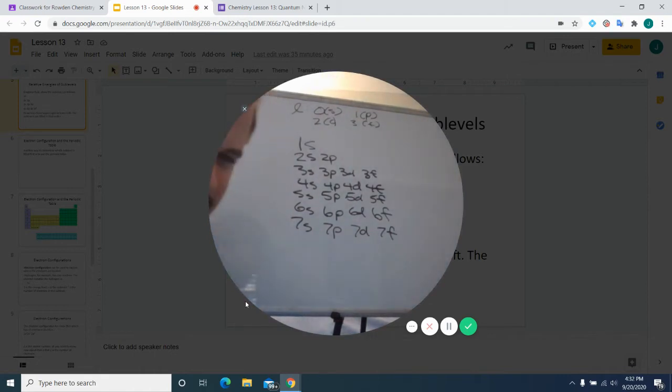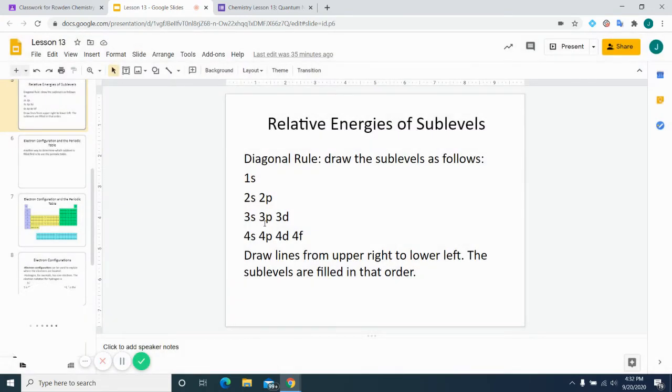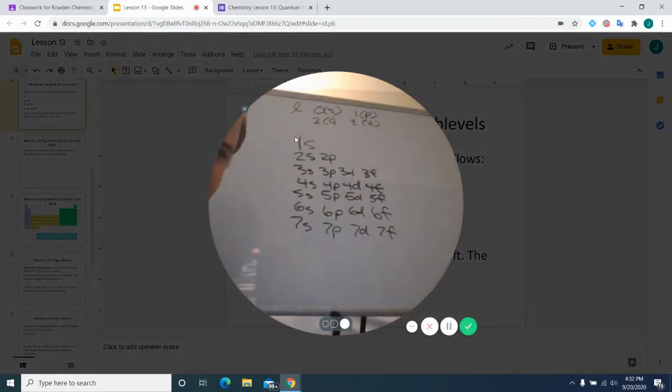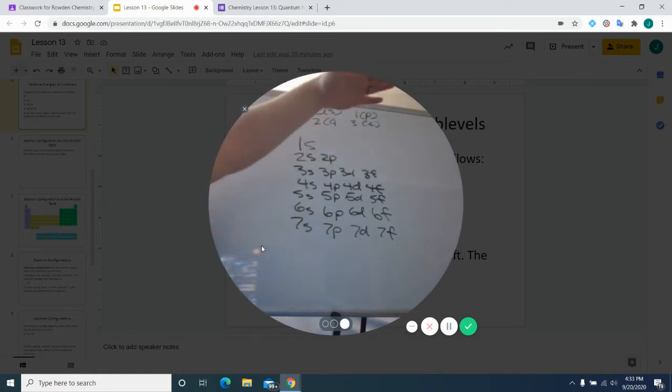Now here's the weird thing. This is called the diagonal line rule. And this is what we have right here on this slide. The way that you decide the order in which you'll fill these up is not going to be going from left to right like this. You don't read it from left to right. You do a diagonal going from the upper right down to the bottom left. So at the beginning, everything's going to be normal.